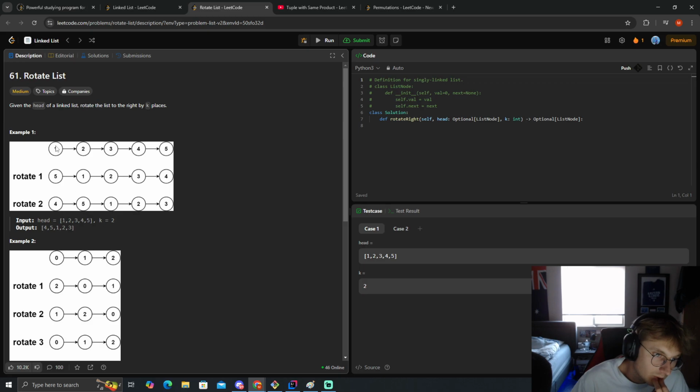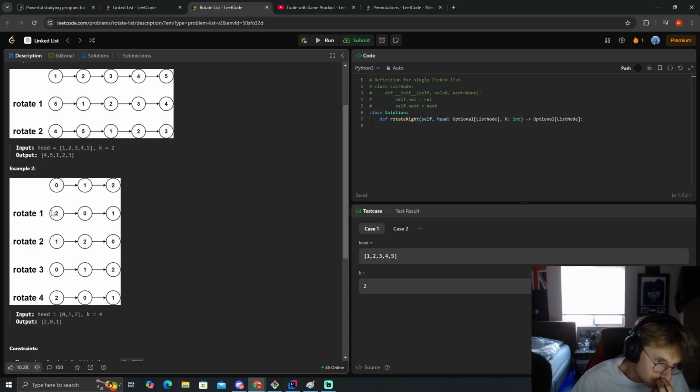In this case, we have 2. Ah, okay, right. I understand. In this case, we rotate 3. So 1, 2, 1, 0 is here, 2. Second rotate. Third rotate. Fourth rotate. Interesting.